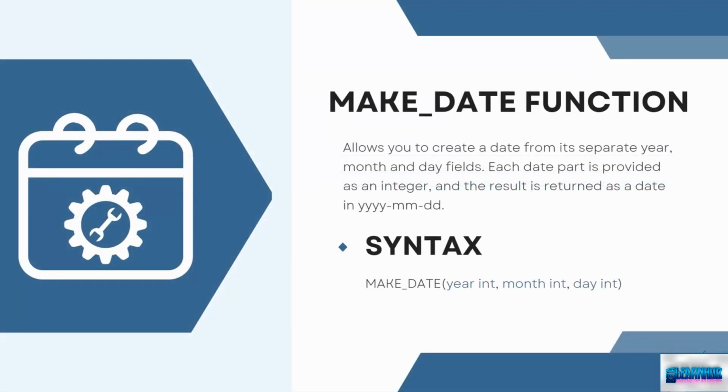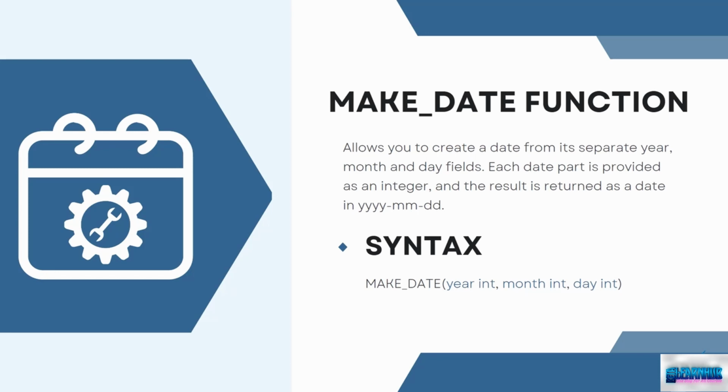The make_date function allows you to create a date from its separate year, month, and day fields. Each date part is provided as an integer, and the result is returned as a date in YYYY-mm-DD format. The function syntax is make_date(year int, month int, day int), where year, month, and day are integers representing the year, month, and day of the date.